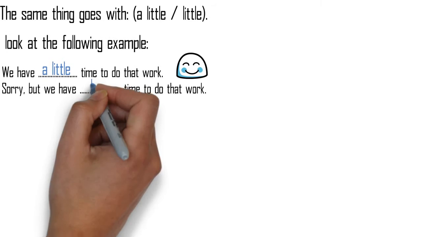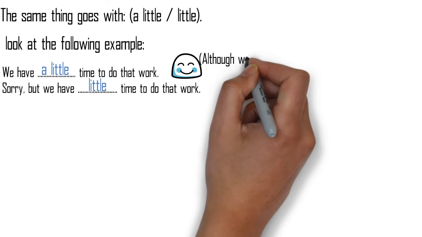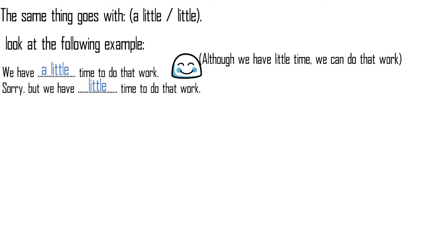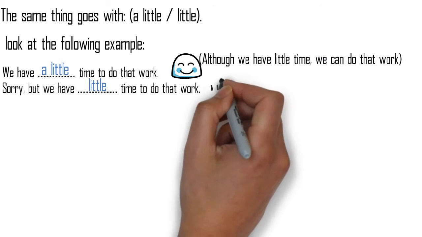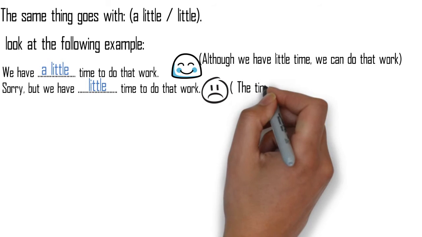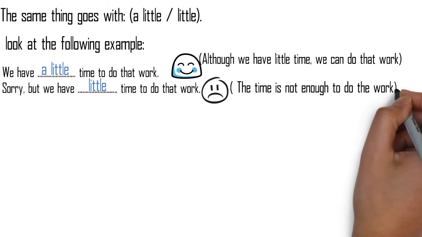Now number 1 is a positive idea. And number 2, we have, sorry, we have little time to do our work. Now in number 1, although we have little time, we can do the work. But in number 2, it's negative because we have sorry, a negative idea. So the time that we have is not enough to do the work.